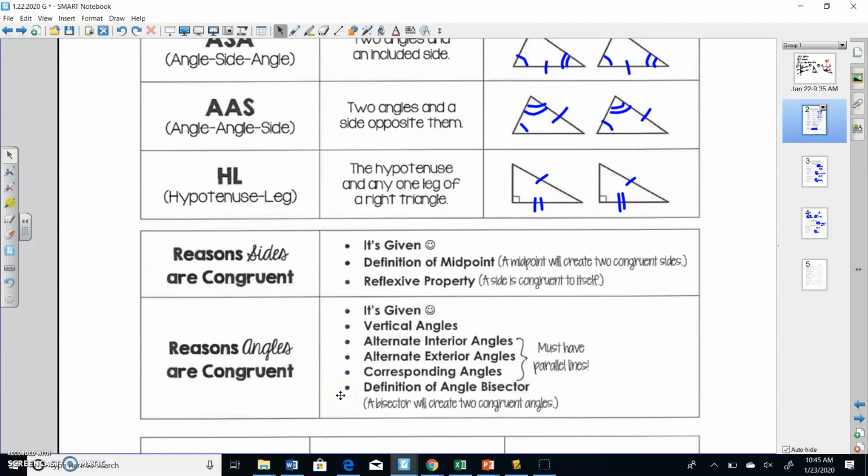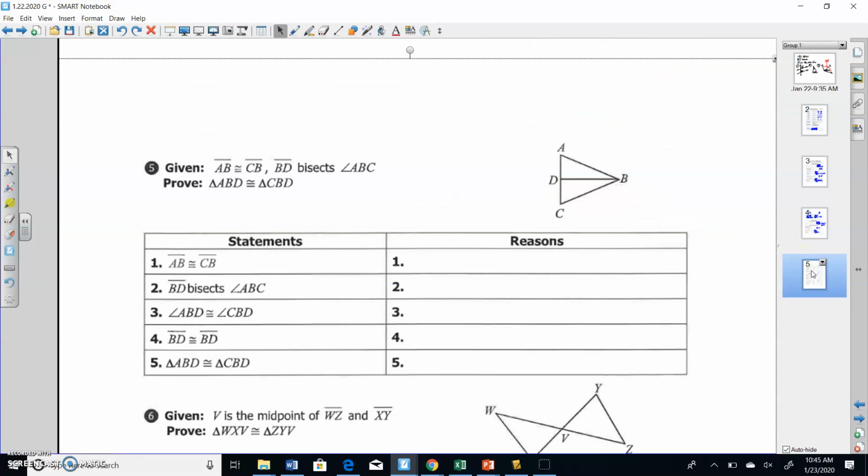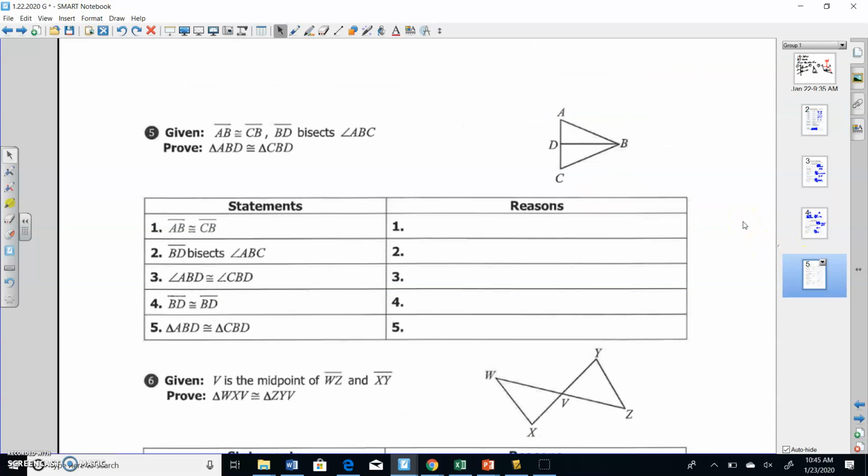Okay, so when you have a statement that talks about sides being congruent, the reason has to be one of these 3. Angles congruent, the reason has to be one of those 6. Okay, so let's take a look at this problem.